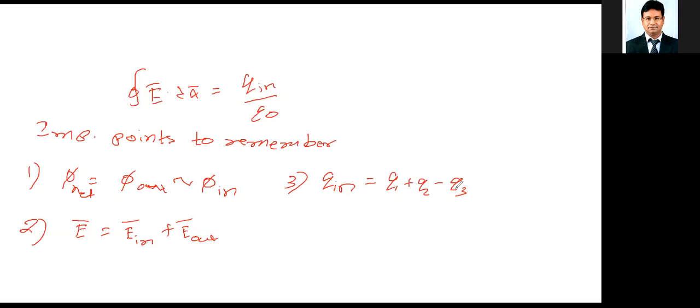Whatever I have taken, I put it like that. I've taken Q1 and Q2 as positive and Q3 as negative. So you get it like this. If it is positive, you have to add. If it is negative, you have to subtract. This is called the net charge inside the surface.